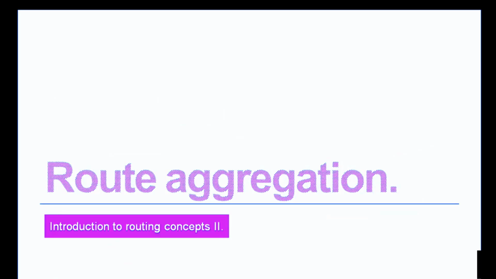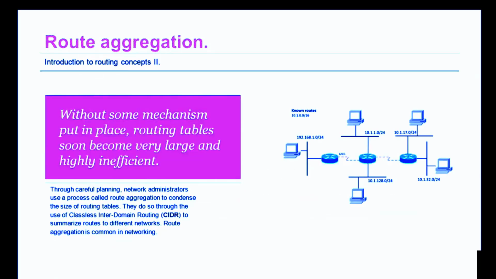Now let's move on to route aggregation. Without some mechanism put in place, routing tables would soon become very large and highly inefficient. Through careful planning, network administrators use a process called route aggregation to condense the size of routing tables. They do so through the use of classless interdomain routing, CIDR, to summarize routes to different networks. Route aggregation is common in networking.